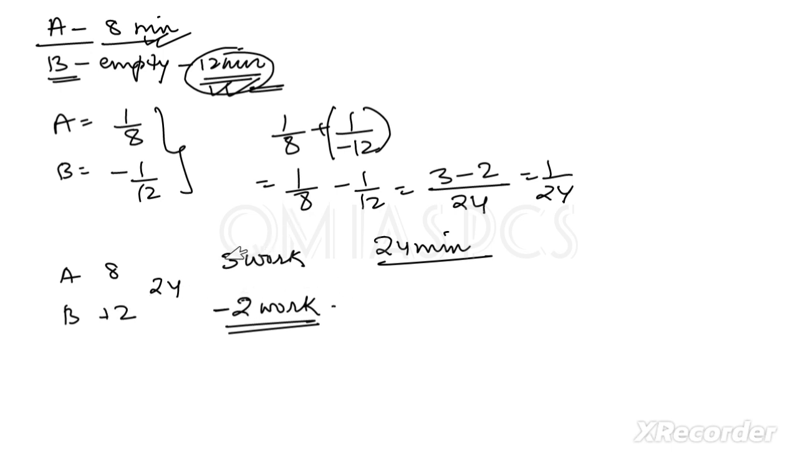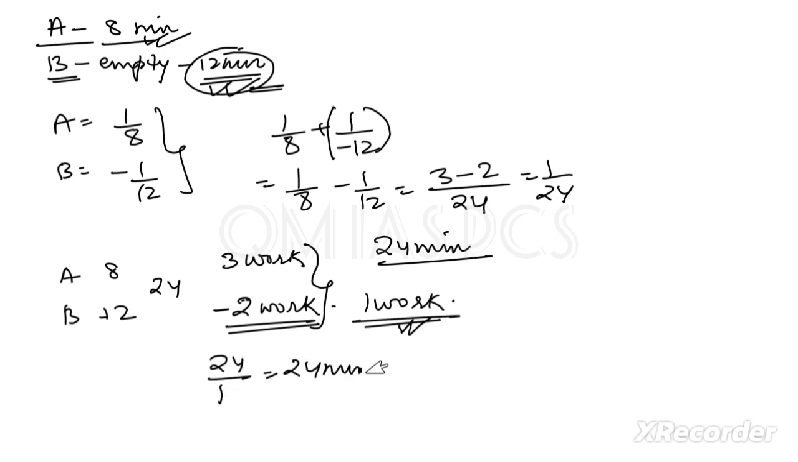When you add these, it will be 1 work. That means in one minute, one work is done. Why? Because three parts of water are getting filled and two parts of water are getting emptied. So total work will be one, and when you divide 24 by 1, it will be 24 minutes. So 24 minutes will be taken by A and B together to fill that tank. Is it clear?